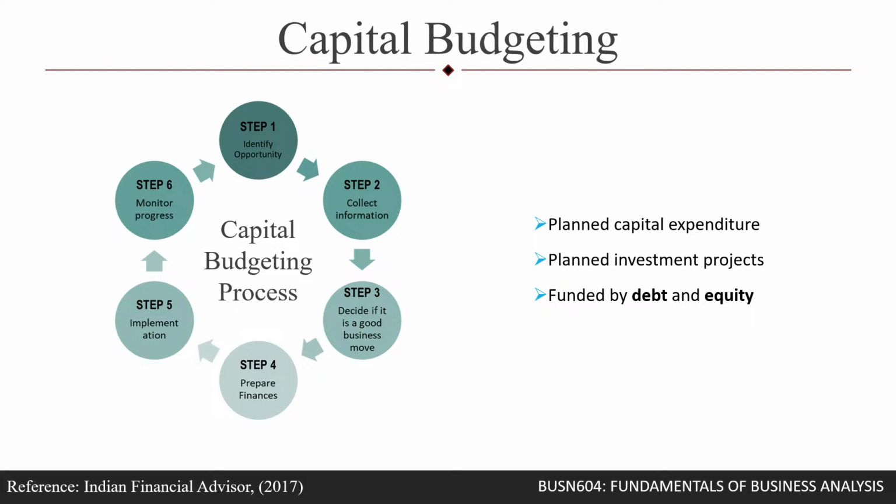Capital budgeting. The capital budgeting process comes in 6 steps here: identifying the opportunity, collecting information, deciding if the opportunity is a good business move, preparing finances, implementation, and then monitoring the process. It's important to realize that the capital budgeting process is a dynamic process.